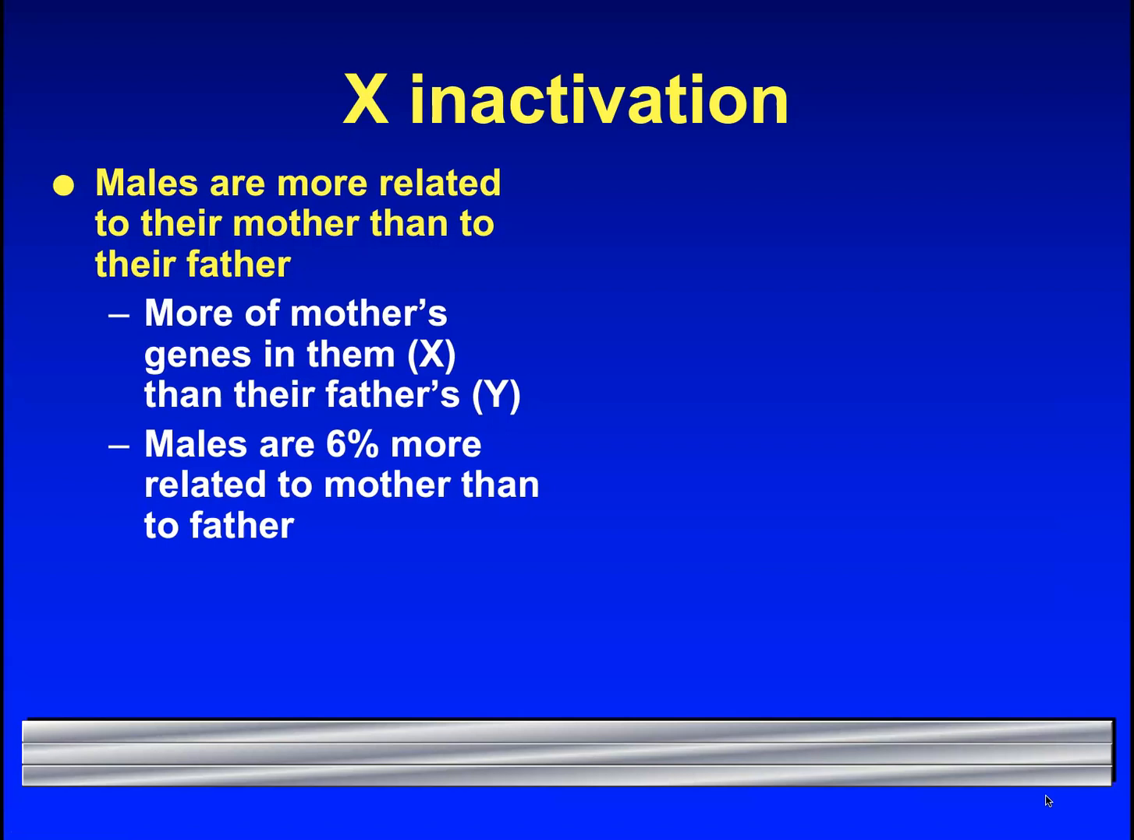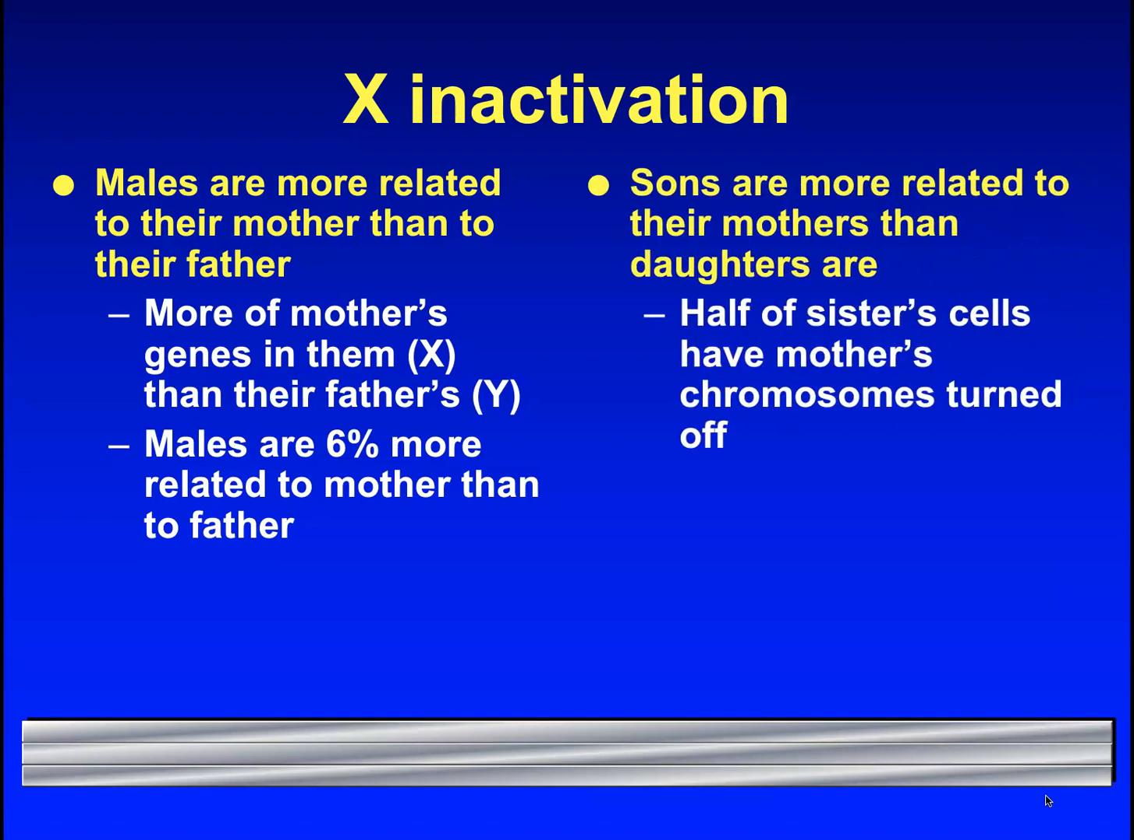So this means a few things. Males are more related to their mother than to their father, all right? Males get 22 chromosomes, the 22 autosomes from mom and 22 autosomes from dad, and they get X from mom and a Y from dad. X is a bigger chromosome. So here's a trivia. It works out that males are 6% more related to their mother than they are to their father, because they're getting 6% more genes because X chromosome is bigger.